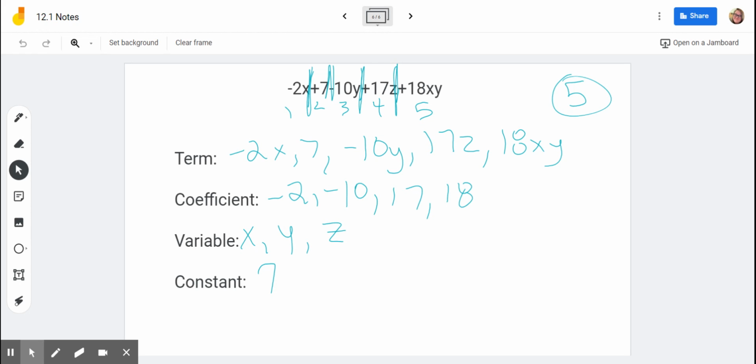Now, if I remember, mono means 1, bi means 2, tri means 3, and poly means 4 or more. So if poly is 4 or more, 5 is more than 4, so this is going to be a polynomial.